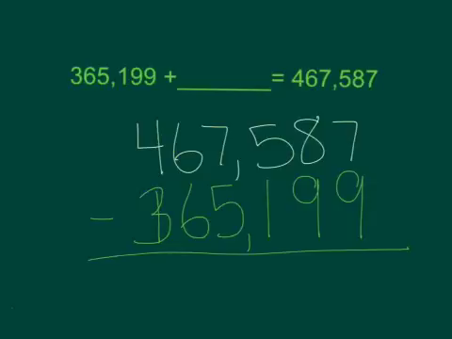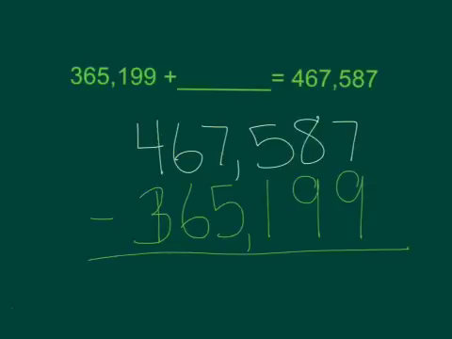Now, be very careful when you rewrite your problem that you line up your place values. Your ones with your ones, tens with your tens, hundreds with your hundreds. Say the rest with me. Thousands with your thousands, 10,000s with your 10,000s, and 100,000s with your 100,000s. And then we can proceed with our subtraction problem.